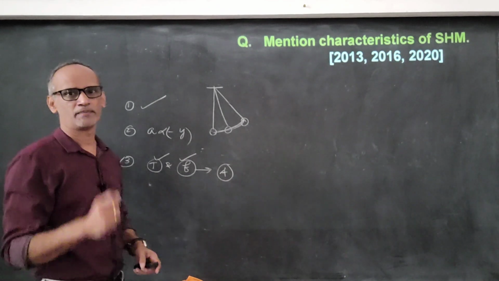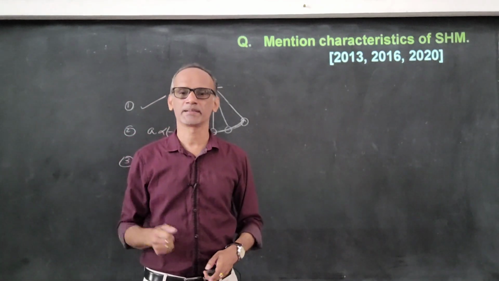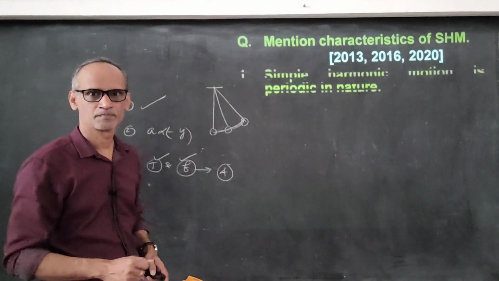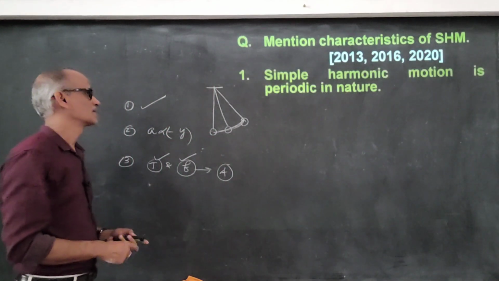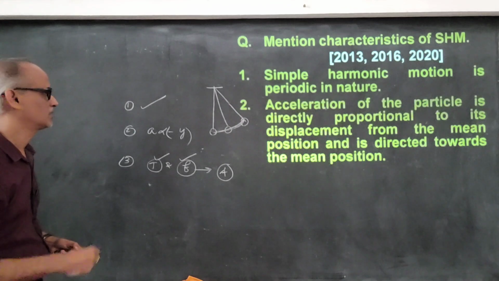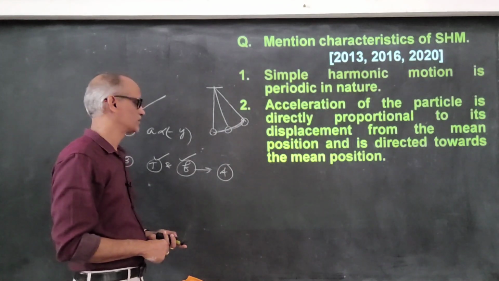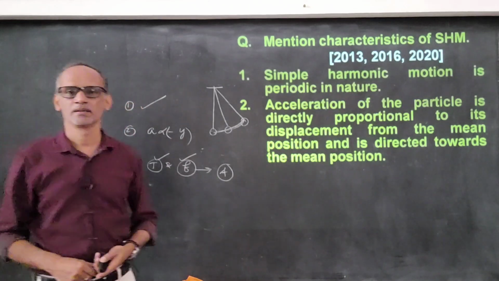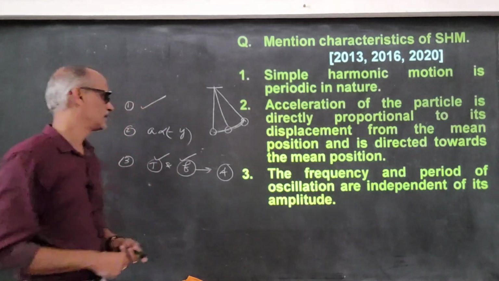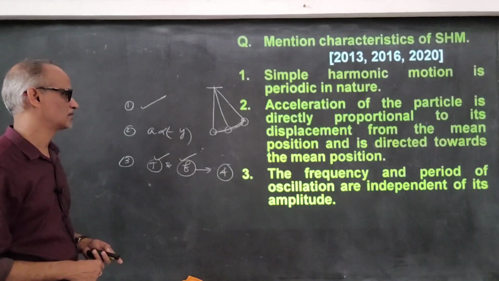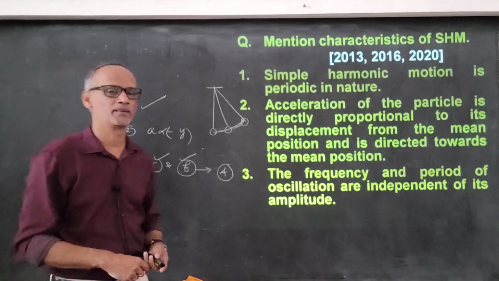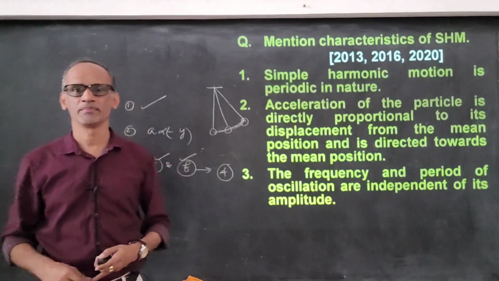What is amplitude? Maximum displacement of the particle from the mean position. So, these are the characteristics. Simple harmonic motion is periodic in nature. The acceleration of the particle is directly proportional to its displacement from the mean position and is directed towards the mean position. And the third one is that the frequency and the period of oscillations are independent of its amplitude. It does not depend on the amplitude.